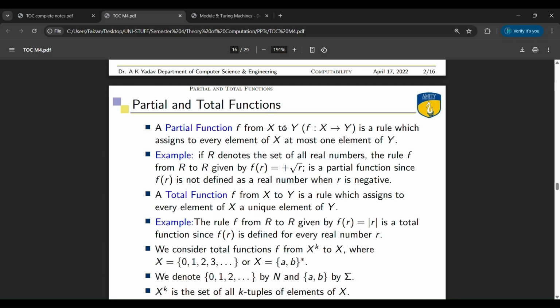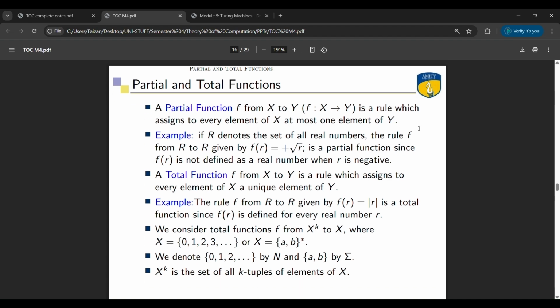Partial functions and total functions. A partial function is where you have a function of x and y, and for every x there is at most one element of y. So either you have no y or one. An example is a function from R to R given by f(r) equals the positive root of r. This is a partial function since it's not defined for negatives. You partially have values for real numbers, but for negatives you do not.